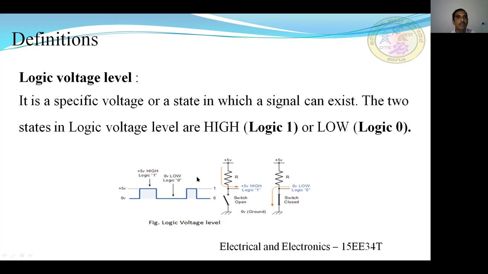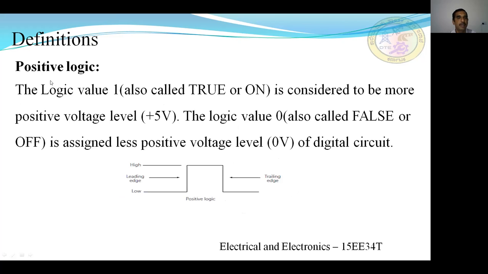Next, we'll move on to the next definition, positive logic. Already in the last slide we have seen the two logic voltage levels. Now we see positive logic. What do you mean by positive logic? The logic value 1 is considered to be the more positive voltage level, plus 5 volts. So logic value 1 will be the more positive voltage level, that is we'll consider it as plus 5 volts.